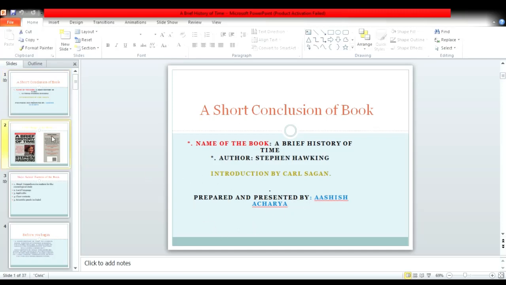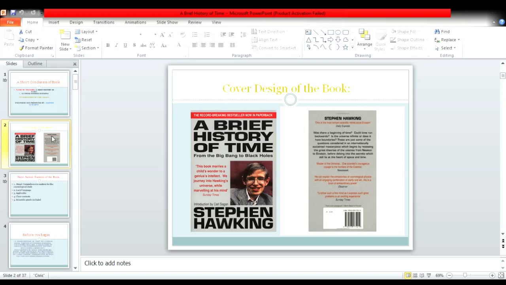Let us see the cover design of this book, A Brief History of Time, both the front and back side. Seems so good, from Big Bang to black holes, and here it is clearly written that this book marries a child's wonder to a genius intellect. We journey into Hawking's universe while marveling at his mind, and its introduction was made by Carl Sagan.